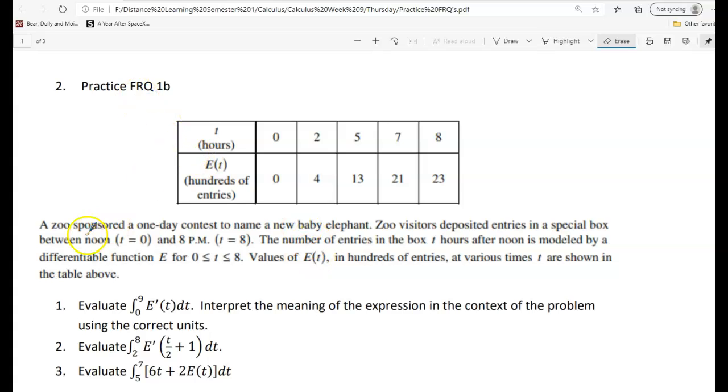So FRQ 1B. A zoo sponsored a one-day contest to name a new baby elephant. Zoo visitors deposited entries in a special box between noon, so T equals 0 is going to represent noon, and 8 p.m., which is going to be T equals 8. The number of entries in the box, T hours after noon, is modeled by the differentiable function E on the interval from 0 to 8. And then they give us various values of E in hundreds of entries at various times in this table here.